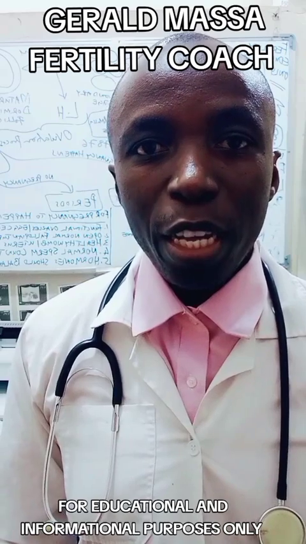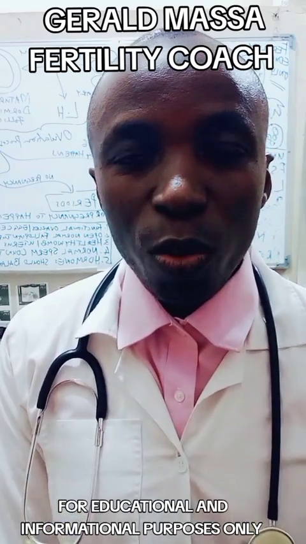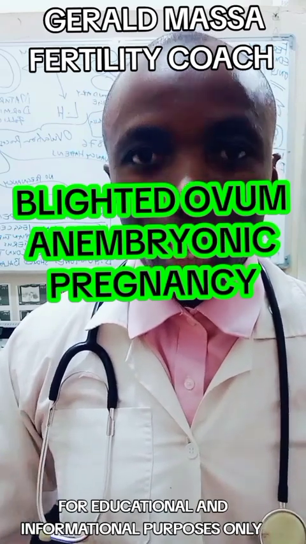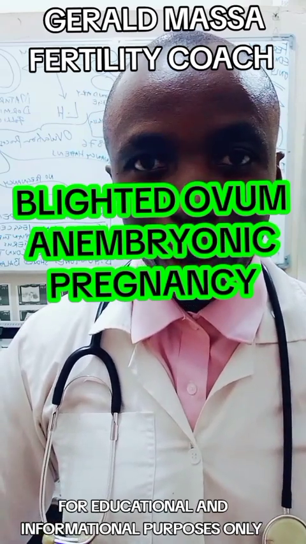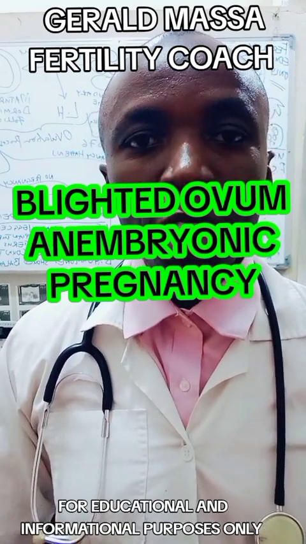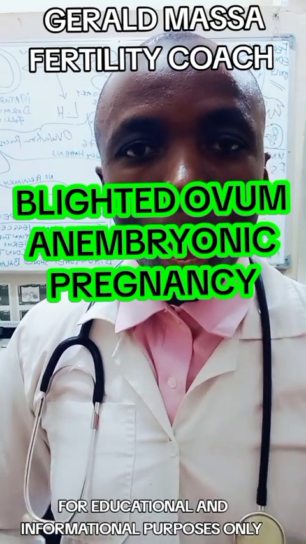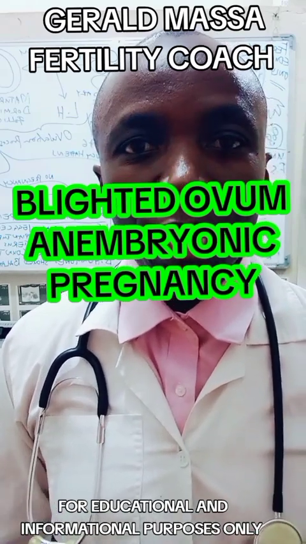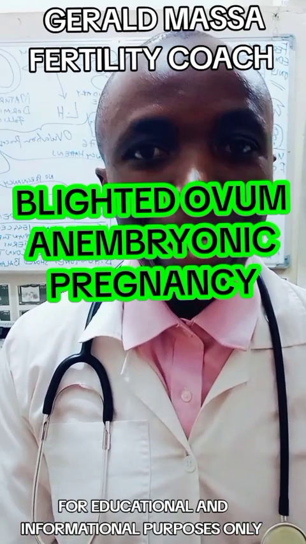What could be happening? This is what is known as an embryonic pregnancy. It is what is known as a blighted ovum. You can call this an embryonic pregnancy. You can call this a blighted ovum. Blighted ovums or embryonic pregnancies originate as a result of many factors.